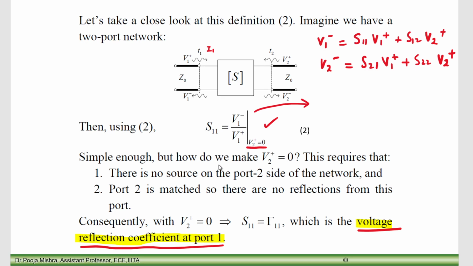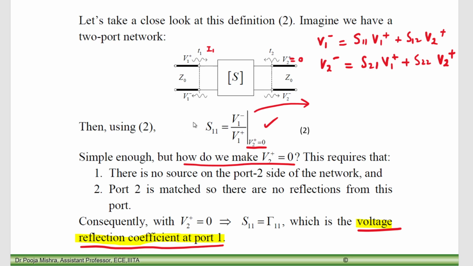So how do we make V2 plus equal to 0? This requires that there is no source in port 2. Then only we don't have any incident voltage. If there were a source, it would be incident on port 2. So to make V2 plus equal to 0, there should not be any source in port 2. And the second thing required is that port 2 is matched so that there are no reflections from this port.